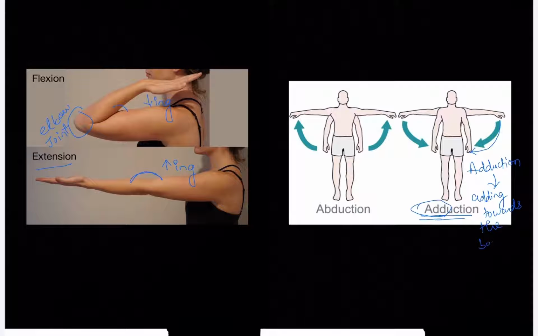From the word itself you must know. Now if this is adding towards the body, then what will be abduction? Abduction will be away from the body, right? So from the sides he has taken his hands to the horizontal position. So away from the body, that is abduction.